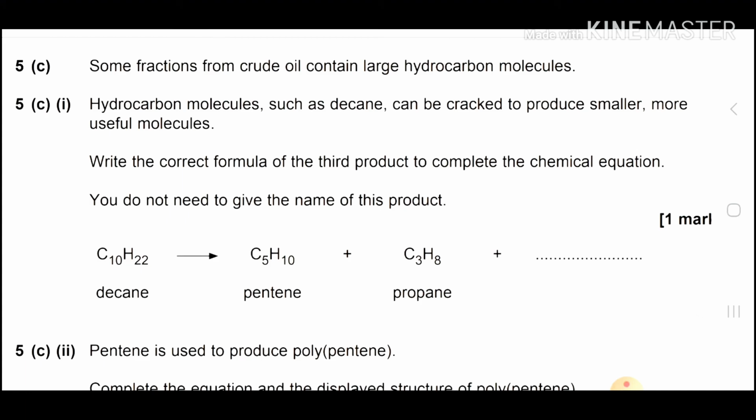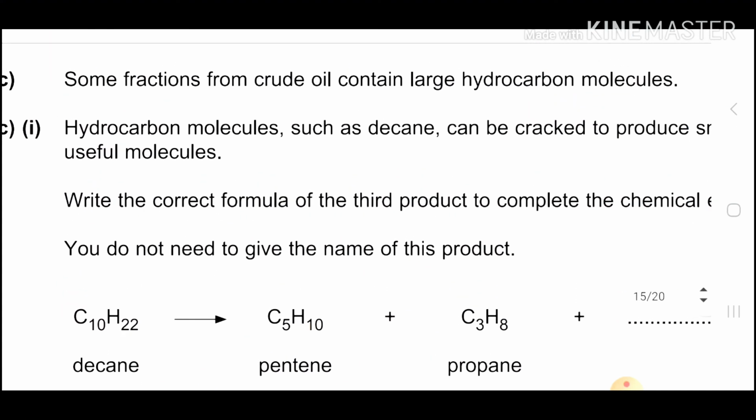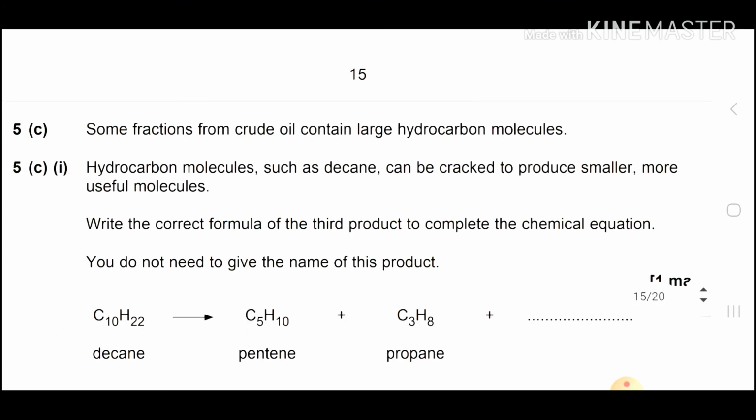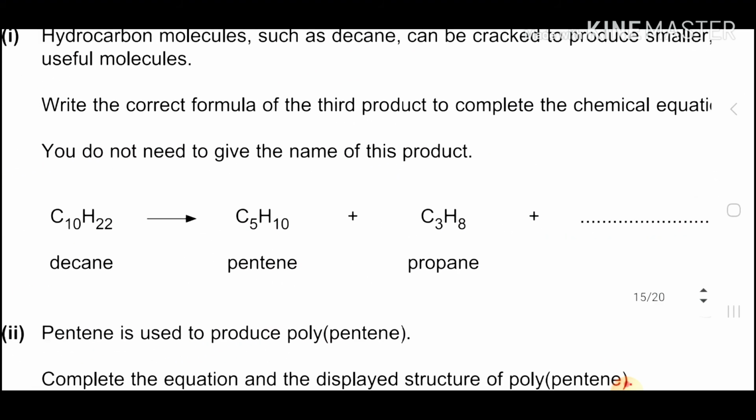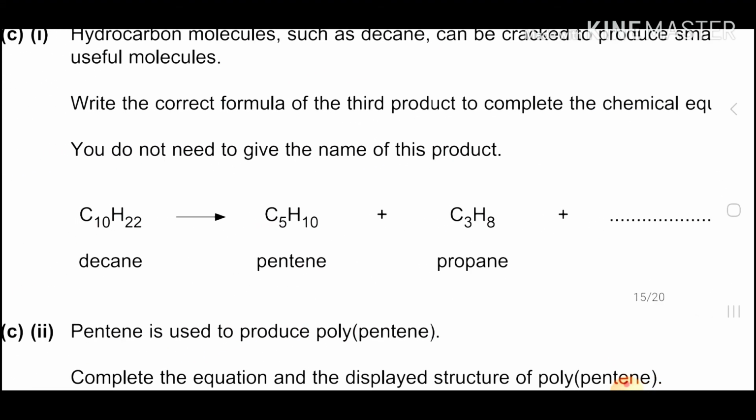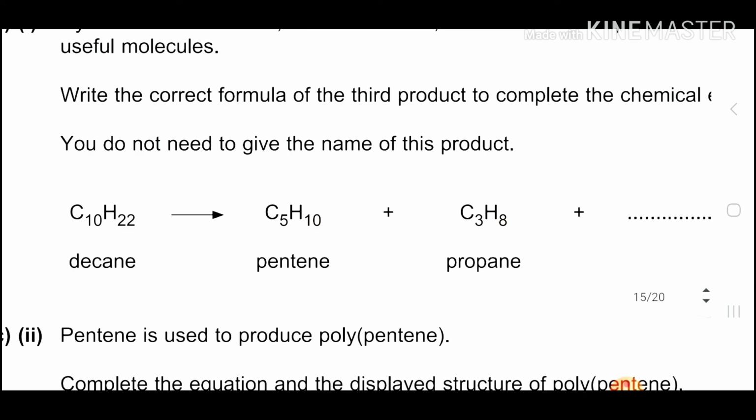Question number 5C. Some fractions from crude oil contain large hydrocarbon molecules. Hydrocarbon molecules such as decane can be cracked to produce smaller, more useful molecules. Write the correct formula of the third product to complete the chemical equation. You do not need to give the name of this product.